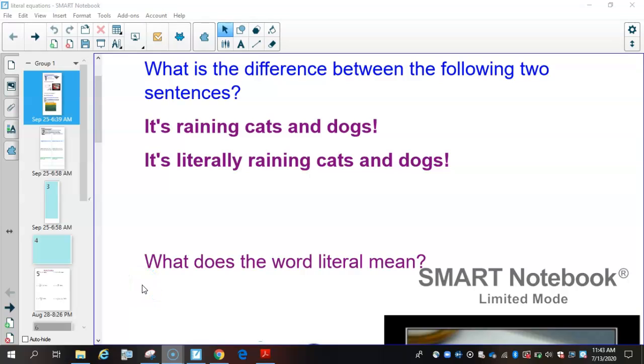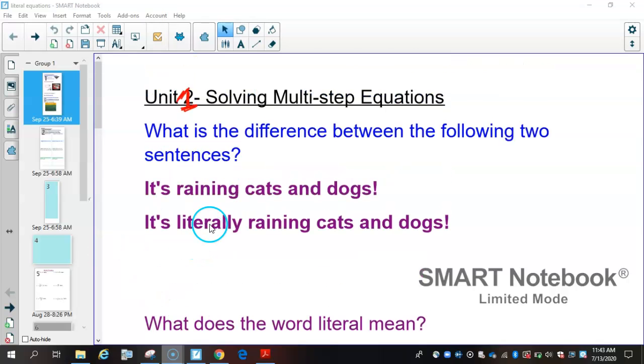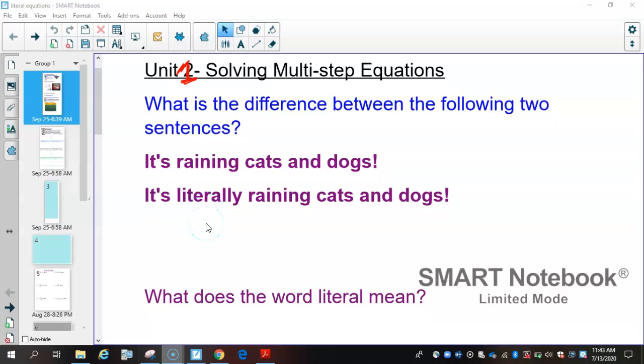Alright, in this video, we're going to be talking about literal equations and how to solve them. But before we get into how to solve them, let's talk about what literal equations mean. Before we even talk about that, let's take it simpler. What does the word literal mean? In order to do that, we're going to look at some different scenarios.